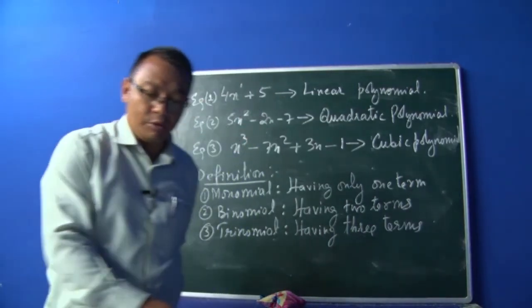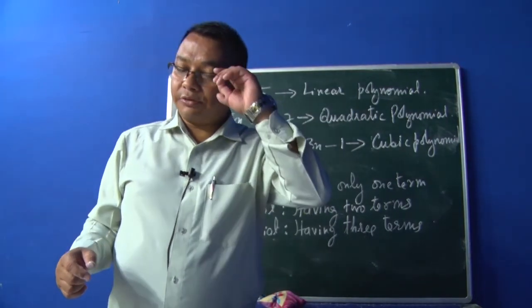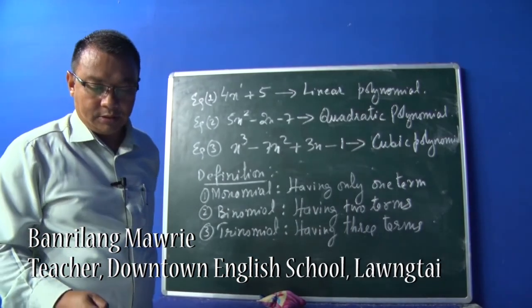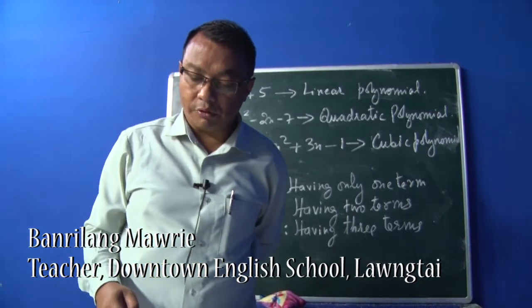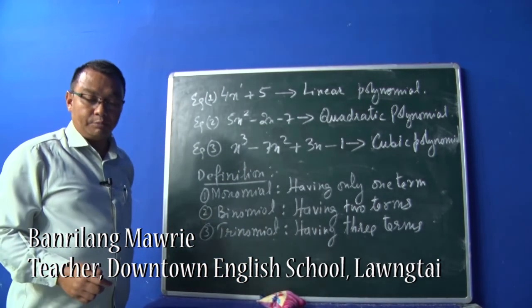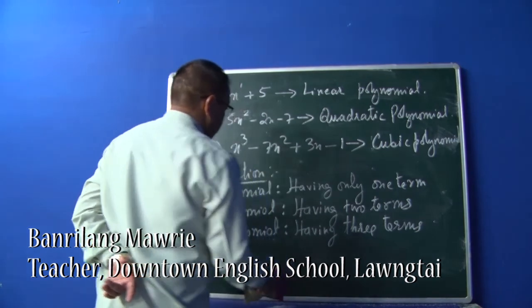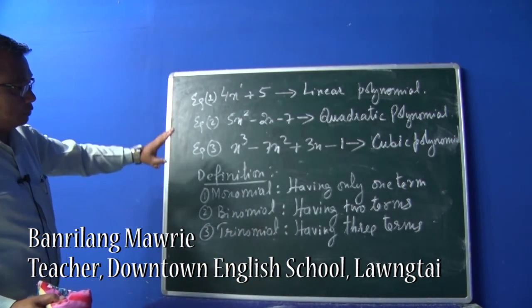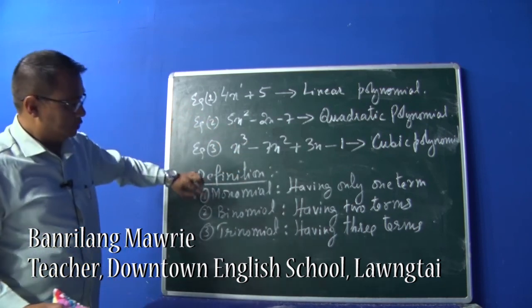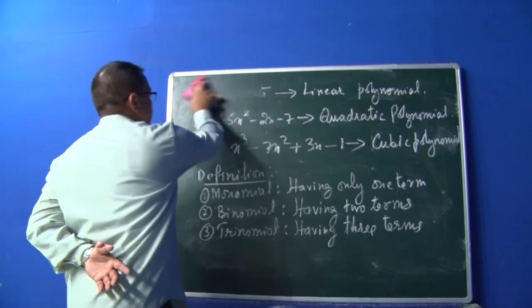And when we go about classifications in exercise 7.1, write the coefficient of x squared, 7.1, question number 2. Hope you understand this. Monomial having one term, binomial having two terms, trinomial having three terms. Okay.